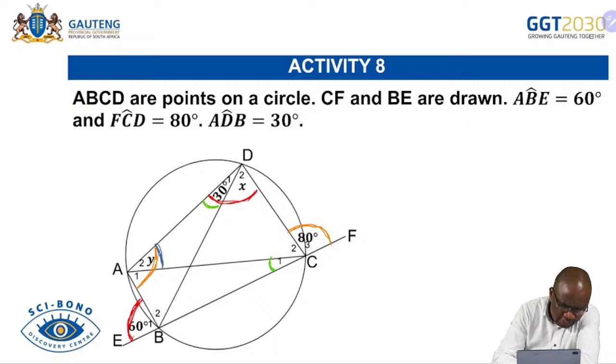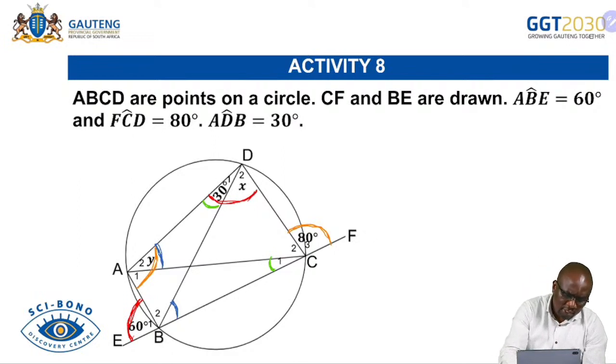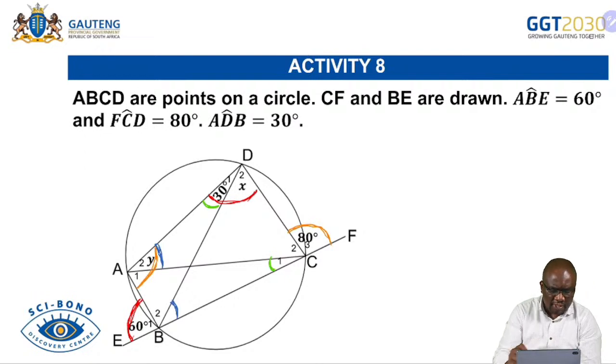This angle and this angle are also equal. Do you see the chord DC or arc DC? It subtends these blue angles. So these blue angles are what? They are equal. Okay, what else? Did I miss something? Okay, right.